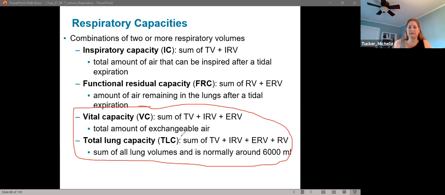Total lung capacity, you can calculate it two ways, as tidal volume plus inspiratory reserve plus expiratory reserve plus residual volume, or it would be the same number if you did vital capacity plus the residual volume. Residual volume is about 1,200 mLs in men, a little less in women. So vital capacity plus, we normally give you the residual volume.